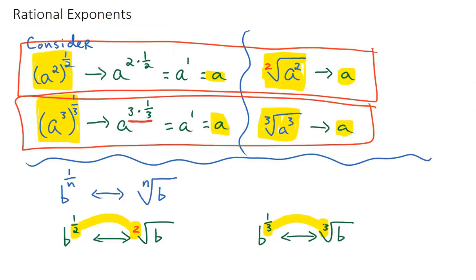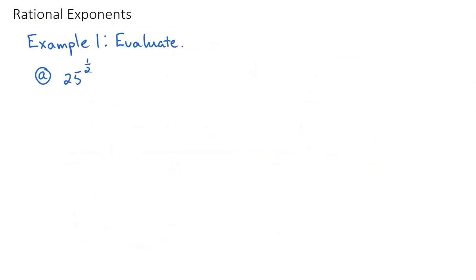Let's do an example to see what this would look like in a problem. Alright, example 1, our directions are to evaluate, and we have 25 to the 1/2 power. So what we've seen is that this corresponds to the square root of 25, which we've already looked at and know that that's 5. And that's all it is, just recognizing that these fractional exponents correspond to radicals of some sort.